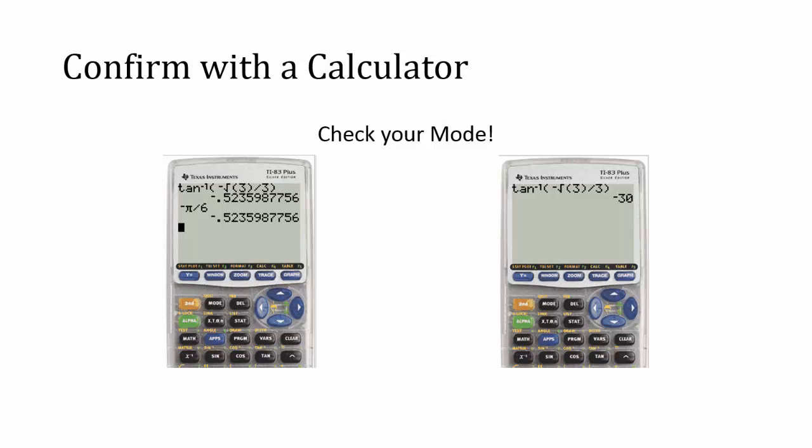And if I go into mode and change to degree mode, and then redo the tan inverse of -√3 over 3, notice how it doesn't give me the answer of -pi over 6, it gives me the answer of -30 degrees. So when you're doing an inverse function, whether your answer comes back in radians or degrees is going to depend on what mode you're in.